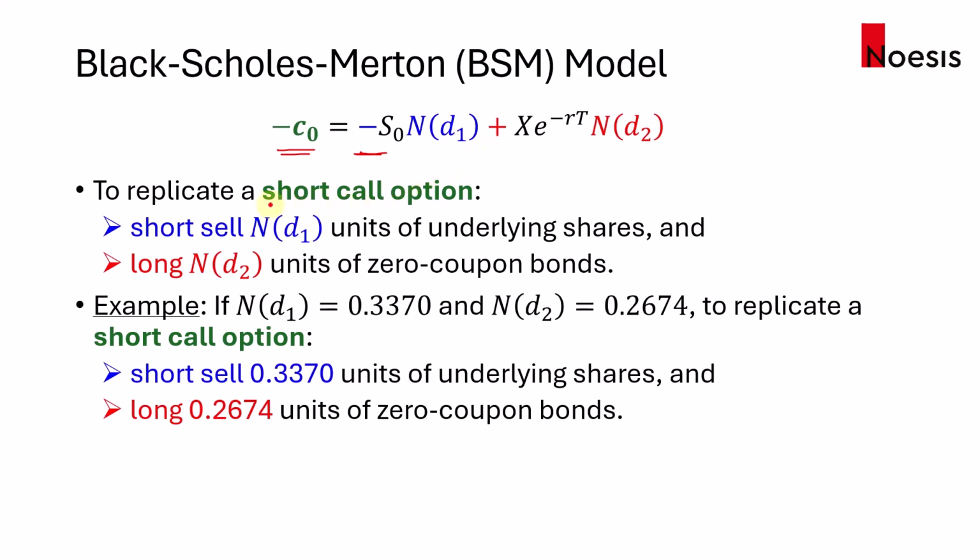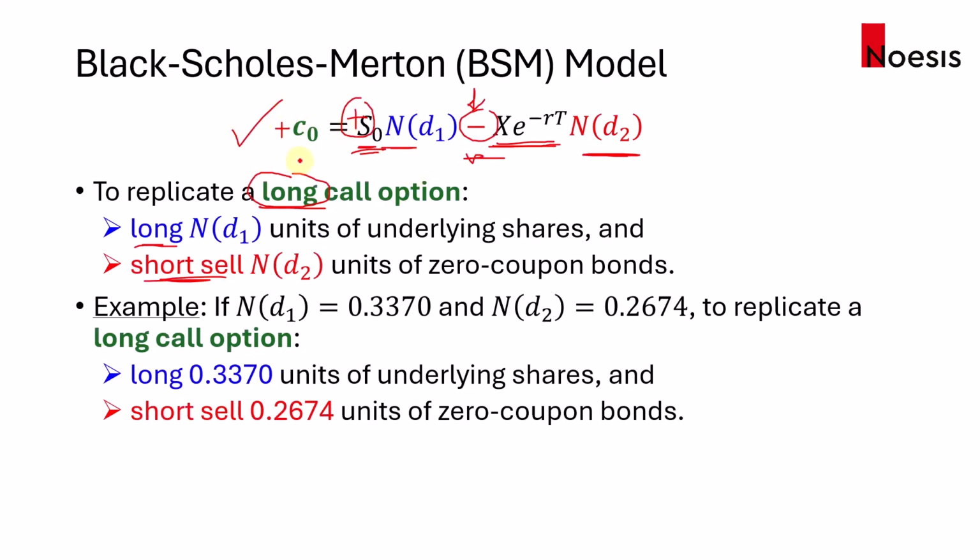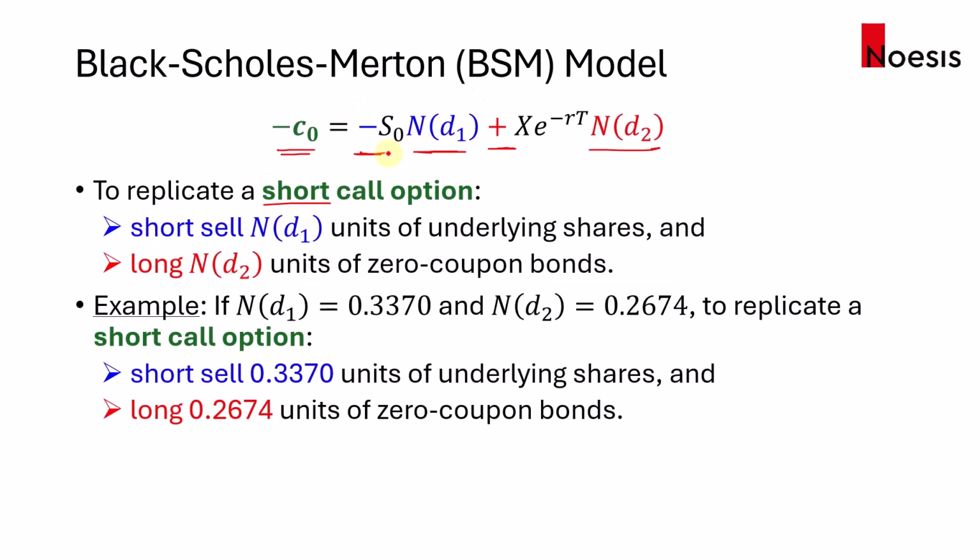So to replicate a short call option, we will short sell N d sub 1 units of the underlying shares, and we will long N d sub 2 units of the zero coupon bonds. So you just change the side in this case. You just have to remember the formula for the long call option, and short call would just be multiplying a negative sign on both sides.